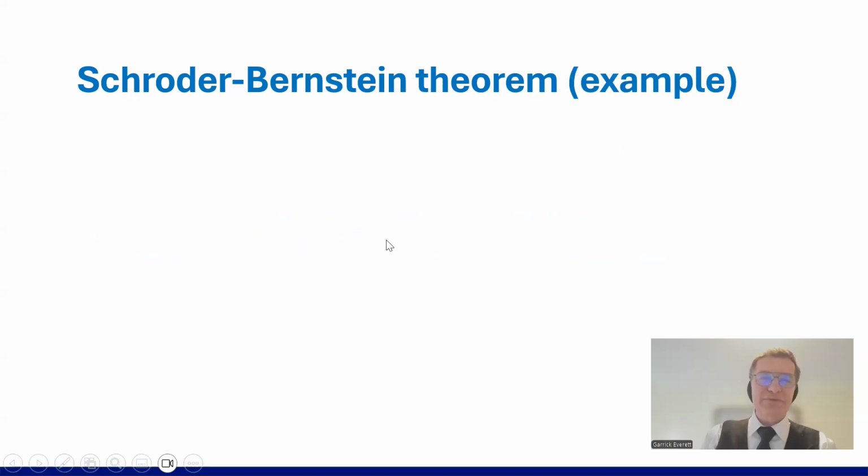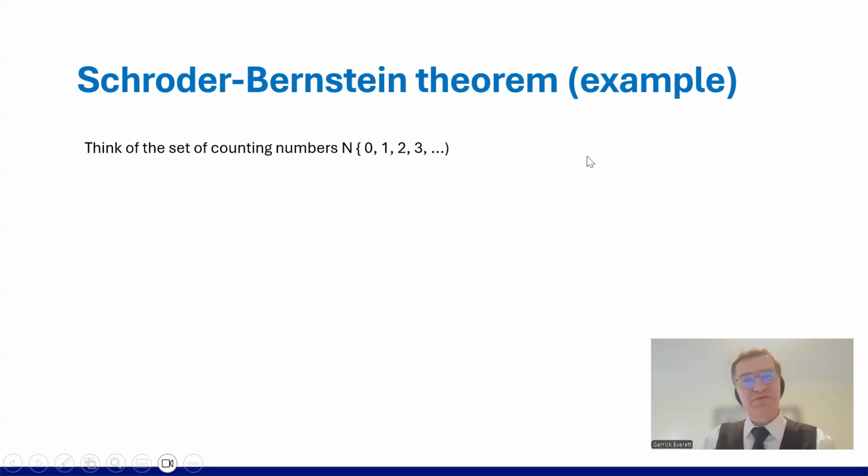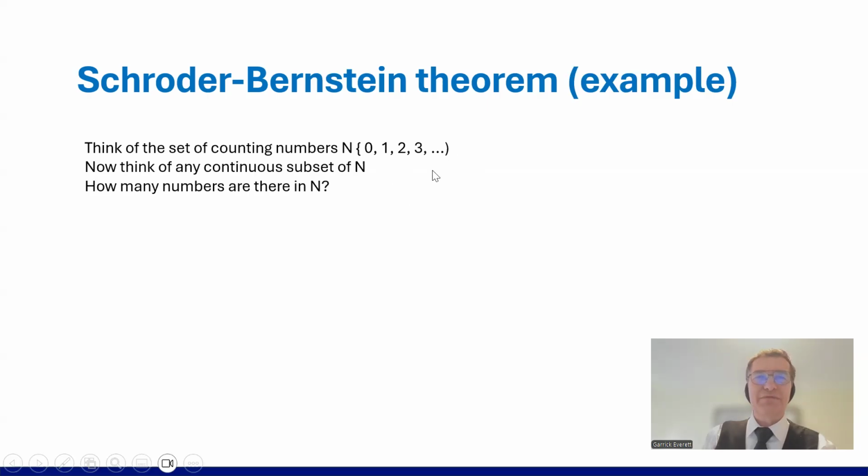Now here's an example, or here's the example. Think of the set of counting numbers, N, so you're going 0, 1, 2, 3, and off to infinity you go. Right, so you've got that in your head. You're thinking of the counting numbers. Now think of any continuous subset of N. So we want a continuous subset, something that just keeps on going all the way, like 1, 3, 5, 7, 9, or 0, 2, 4, 6, 8, 10. One continuous subset of N. How many numbers are there in N? Answer, infinity. I already said that.